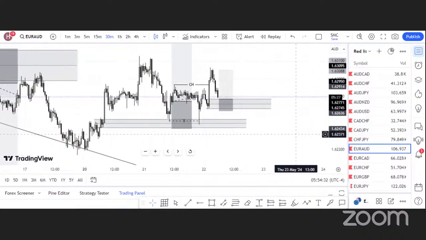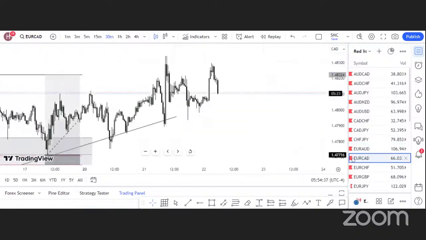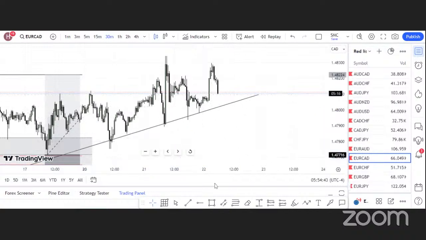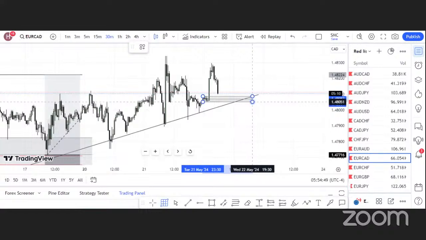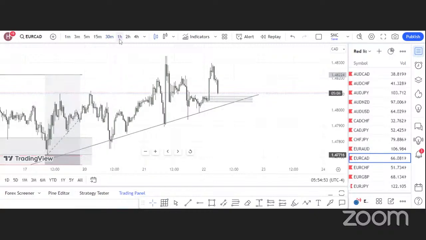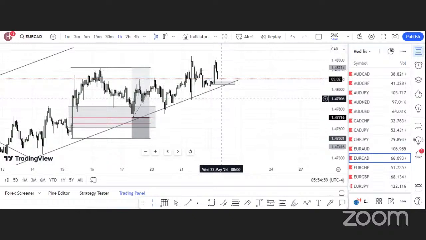So we have analysis on Euro AUD. Now let's go to Euro CAD. Okay, Euro CAD is doing almost the same thing, right? So Euro CAD is, you know, making similar moves as we had on Euro AUD.